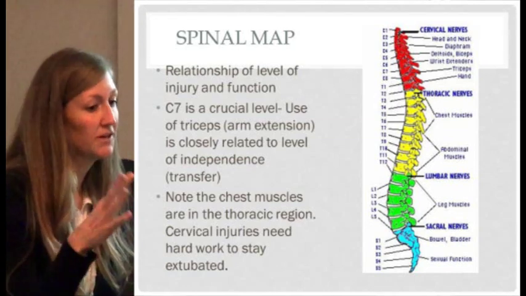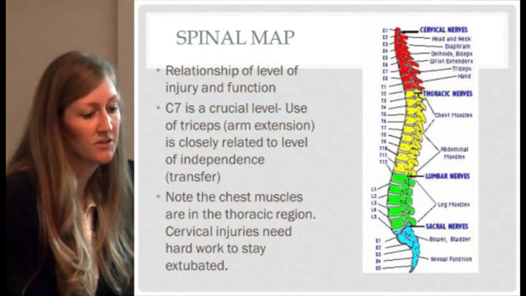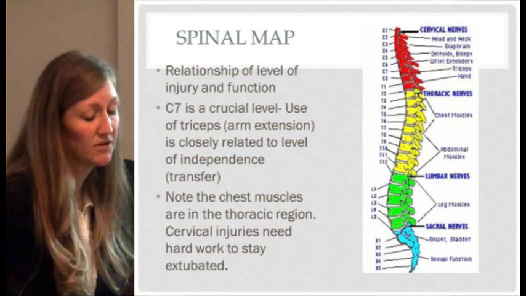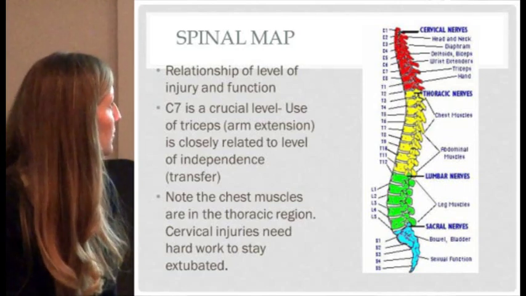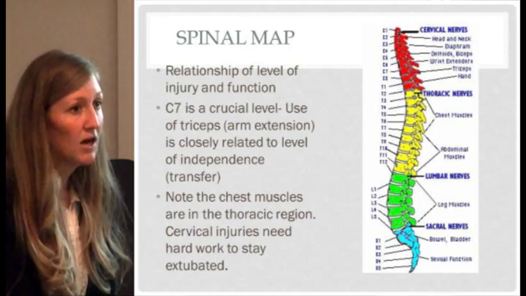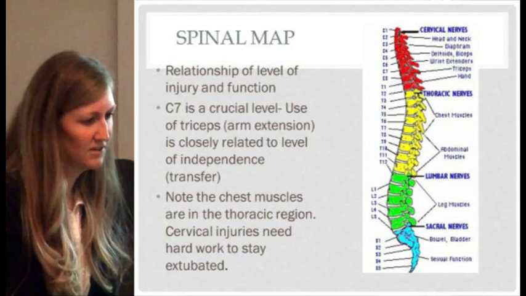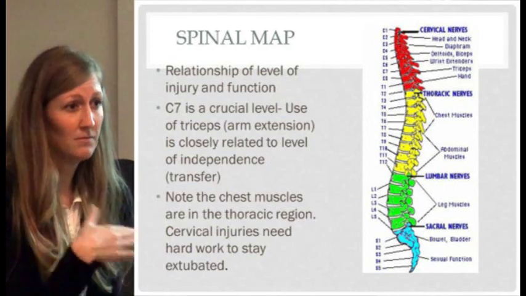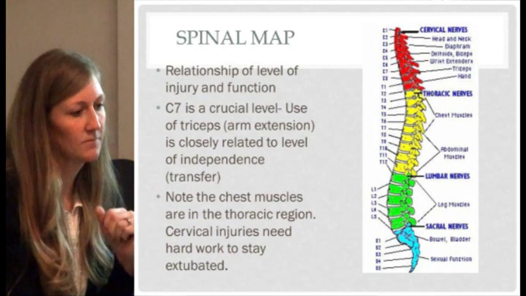So see, the cervical areas are everything from kind of your triceps up. Thoracic is mostly your abdominal and chest area, and then lumbar is your leg areas, your leg muscles, and then sacral is, as you can see, bowel and bladder, and then sexual function. So where the level of injury is going to be where you start to see changes in your spinal cord assessment. Okay, so this just kind of says that C7 is a crucial level. So that kind of is the level where it makes or breaks whether you're a quadriplegic or paraplegic, generally speaking.